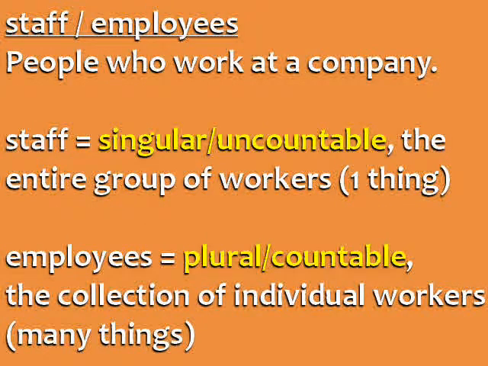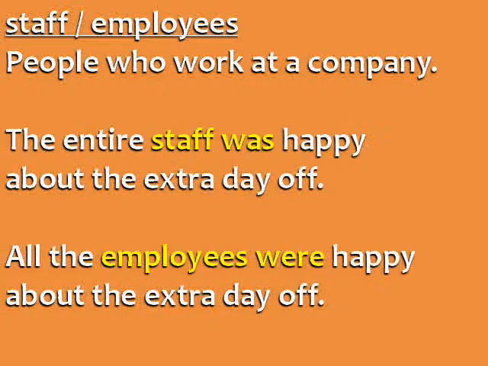Staff and employees. Both of these words refer to people who work at a company, but staff is always singular and uncountable. It describes the entire group of workers as one thing. Employees is countable and plural. It describes the collection of individual workers. The entire staff was happy about the extra day off. All the employees were happy about the extra day off.